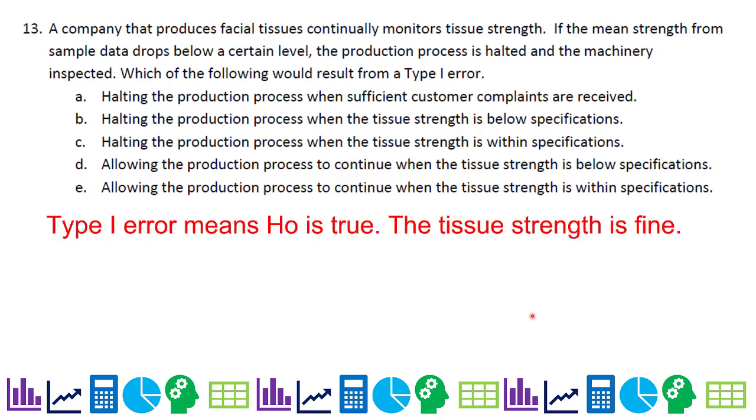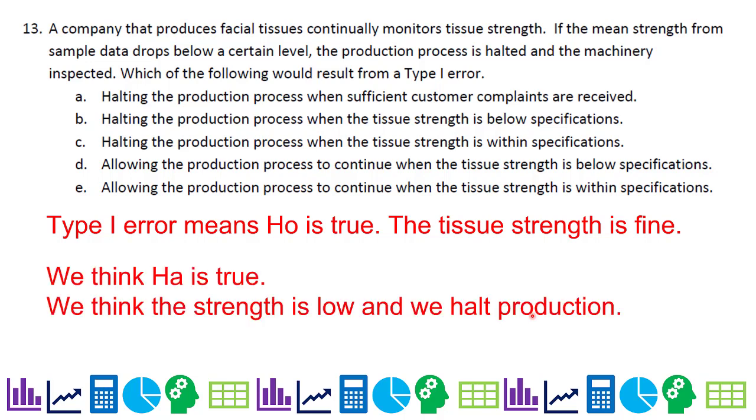So a type 1 error means the null is true. The tissue strength is fine. We should assume the machinery is working. But we think the alternate is true. We think the strength is low and we halt production. So we halt the production process while the tissue strength is still within specifications.